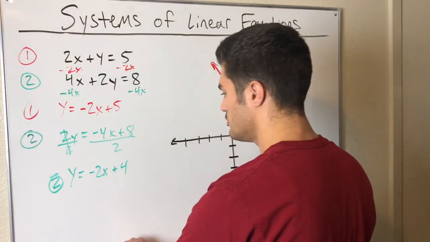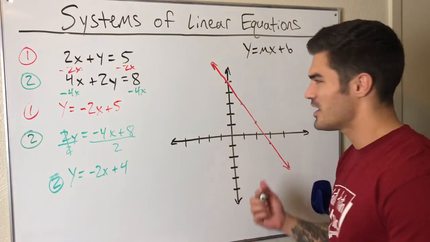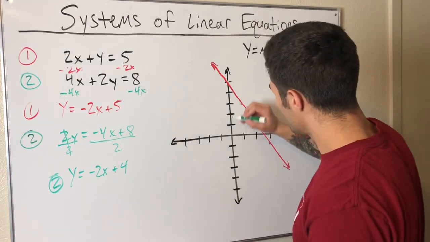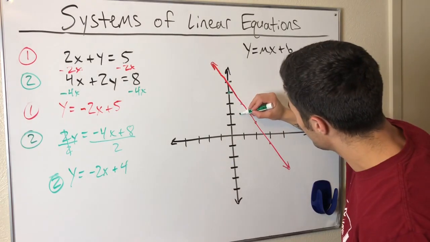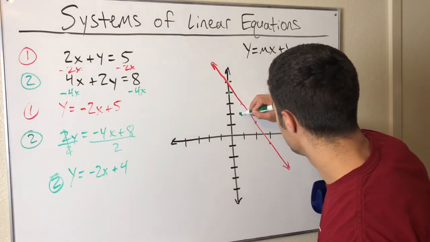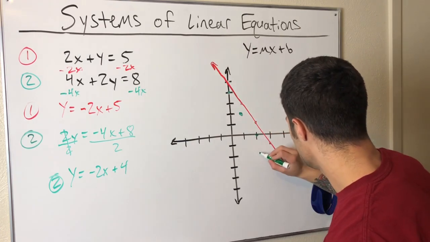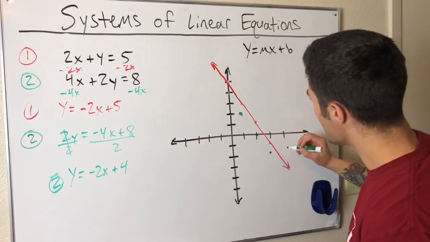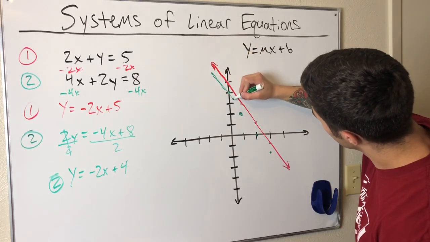Let's graph equation 2. Y equals -2x plus 4. Maybe you can already tell what's going to happen, but let's go ahead and graph it. So I go up to plus 4, same slope, down 2 over 1, down 2 over 1. You can see what's happening, right? Let's see, let me draw a line through these.